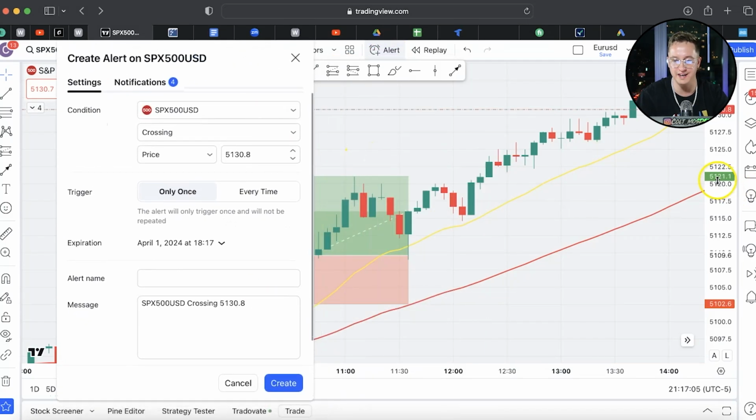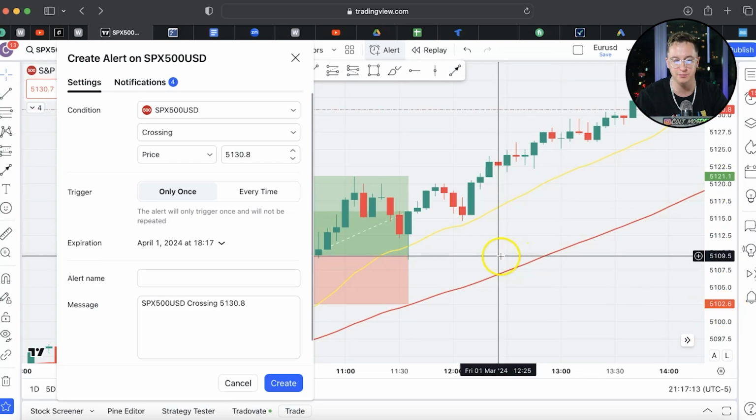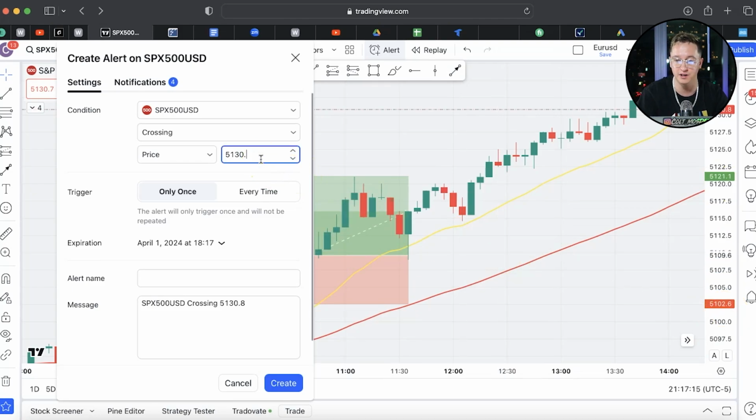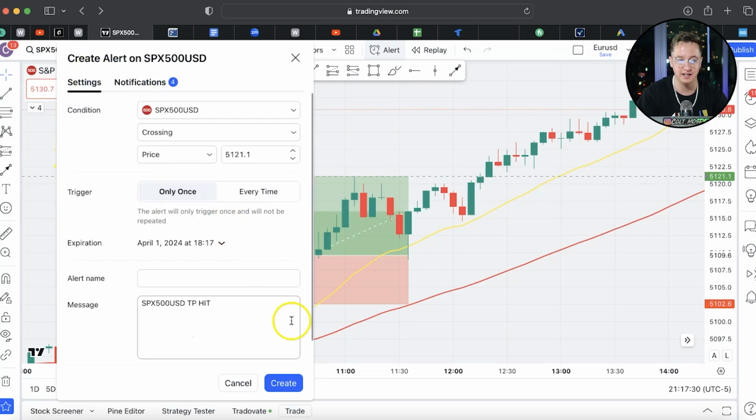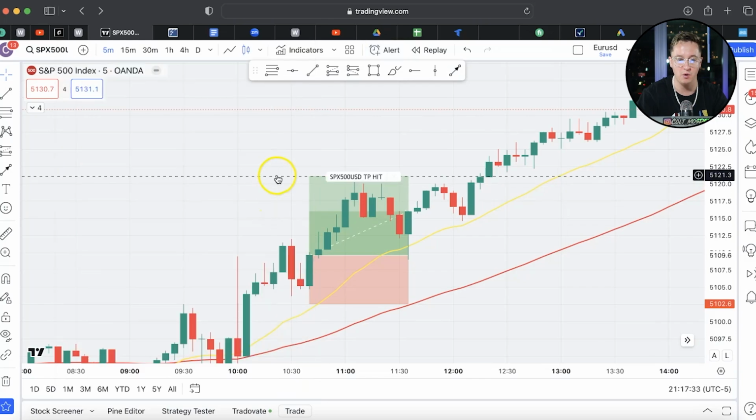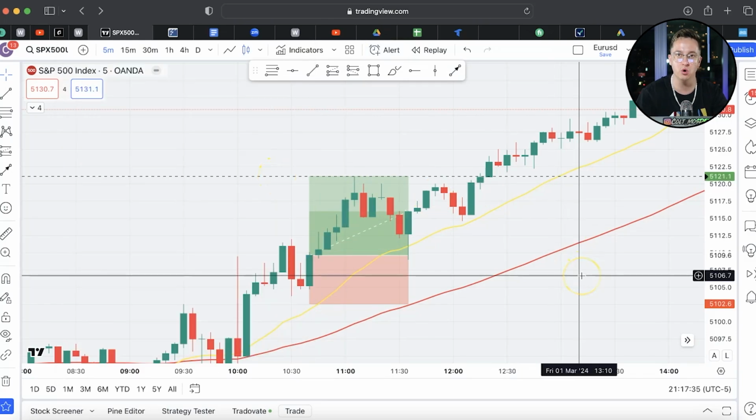So we can see right here on the right, 5121 is our take profit, 5102 is our stop loss. So I can go right here and type in 5121.1 and I could put down here TP hit. I can make it only once. My notifications, I can have it whatever I would like, and then I can go here and create an alert. Now I have an alert right here that will notify me when my take profit is hit.